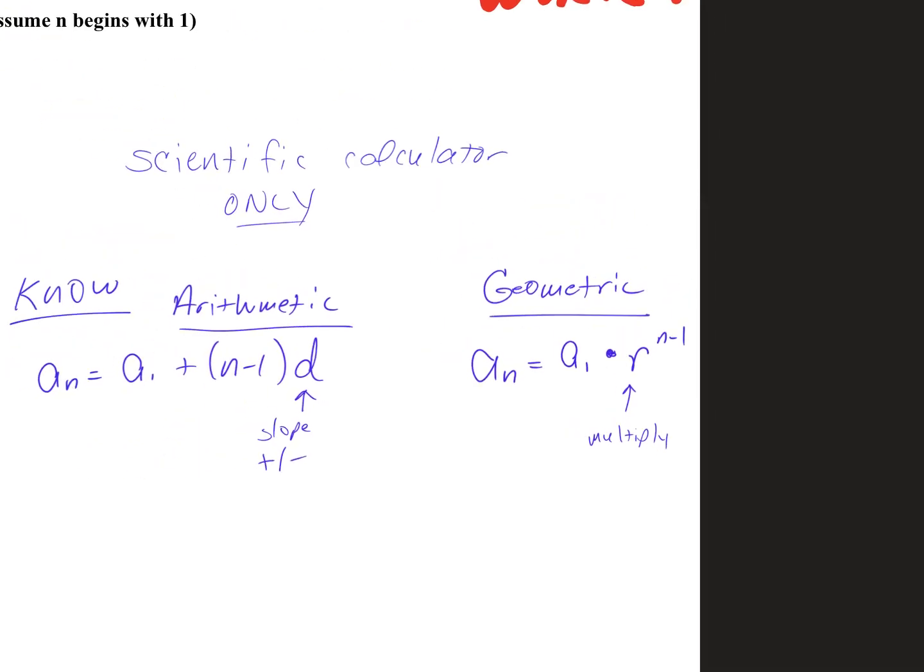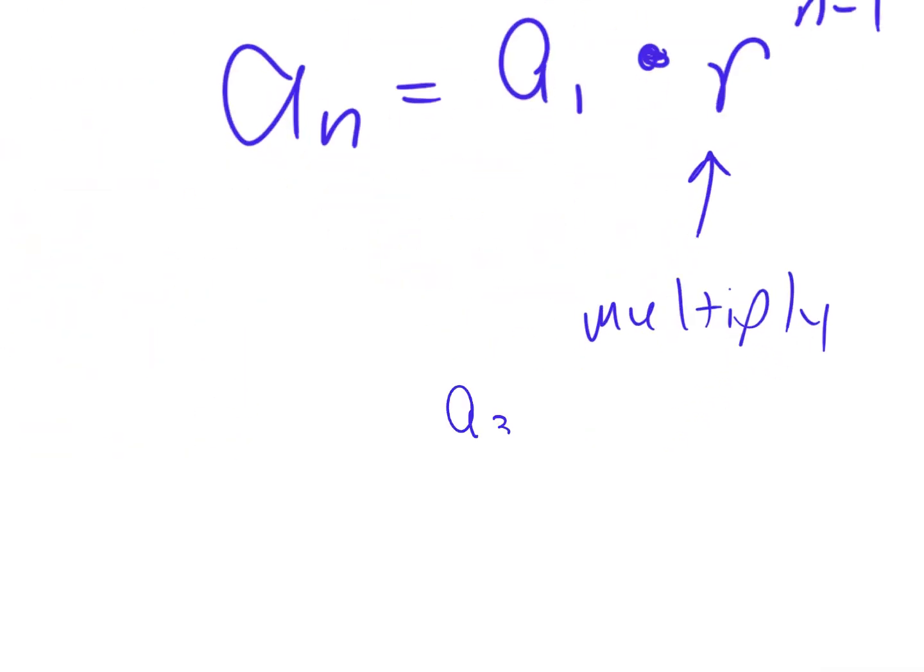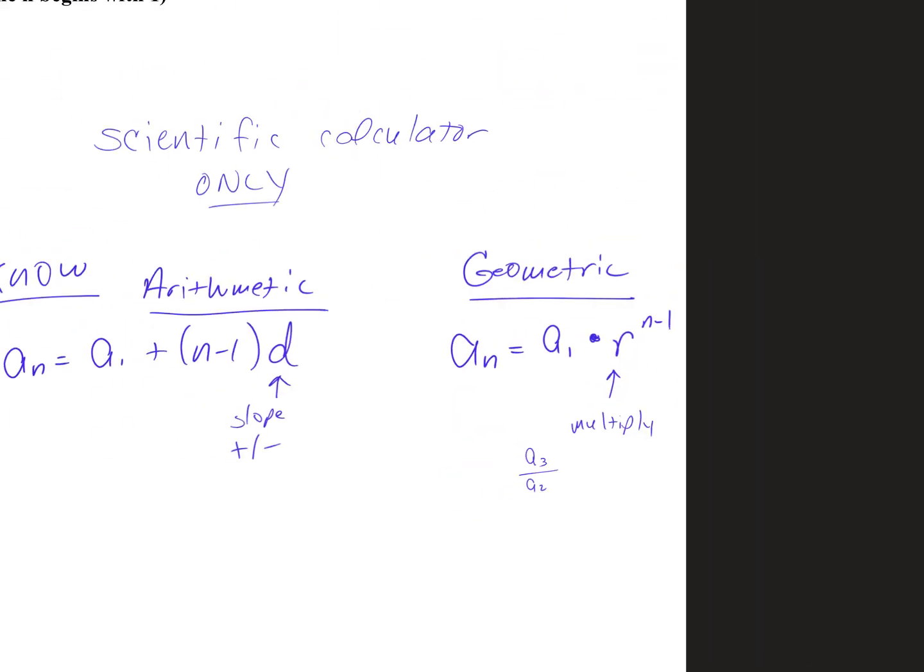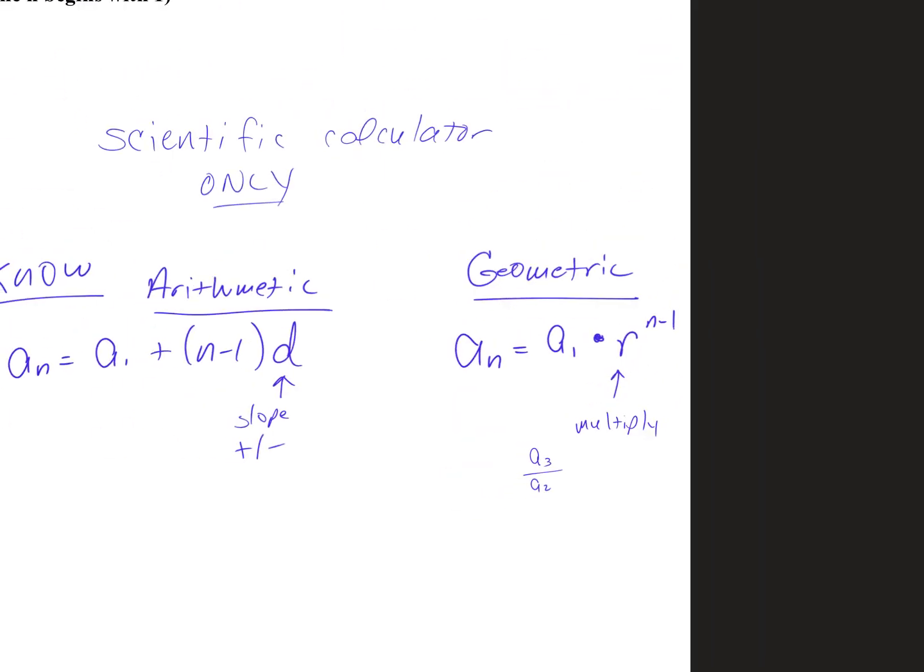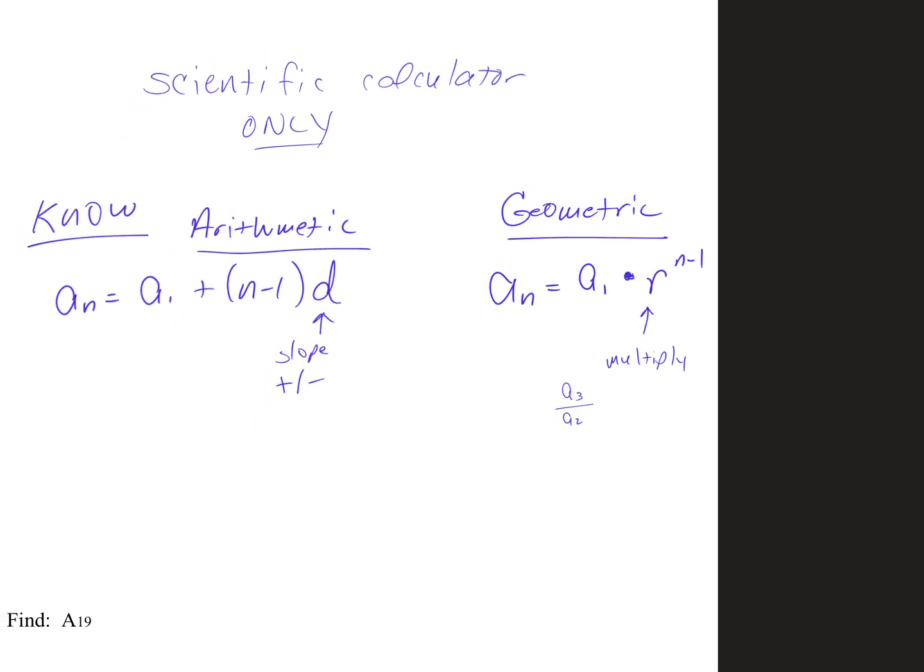How do you find the common ratio? If you're given a whole bunch of terms in a sequence, just take a term and divide it by the one in front of it. Doesn't matter. A sub 3 divided by a sub 2, a sub 7 divided by a sub 6, that doesn't matter. But you guys have to know those 2 formulas. We're not going to give those to you.